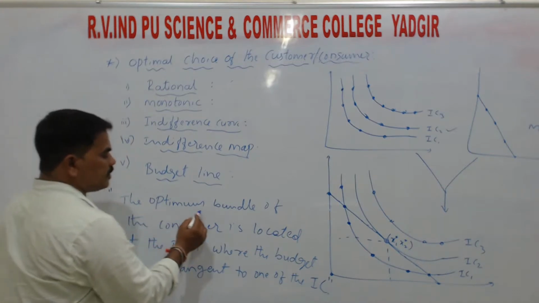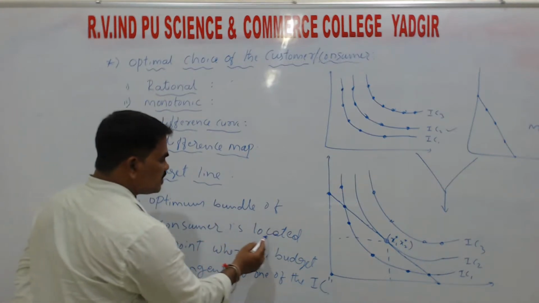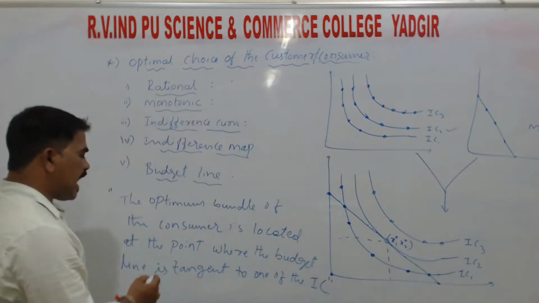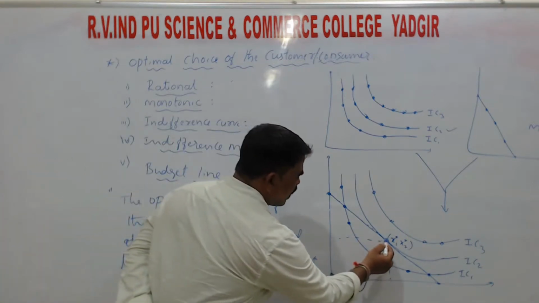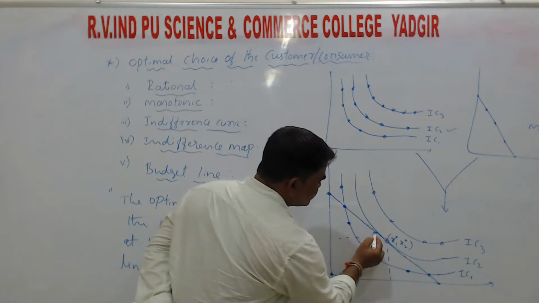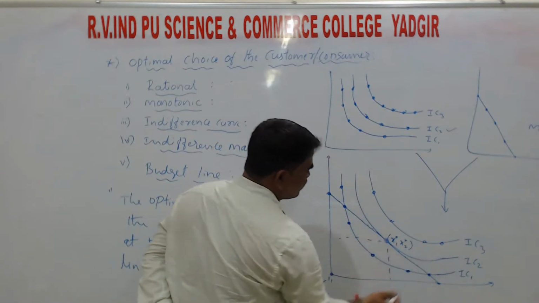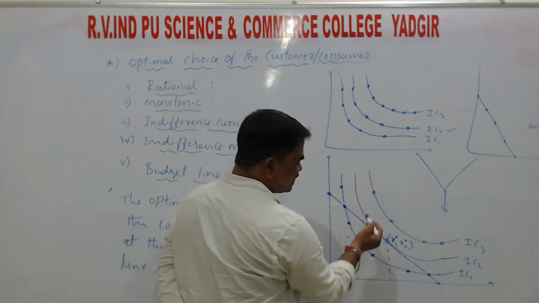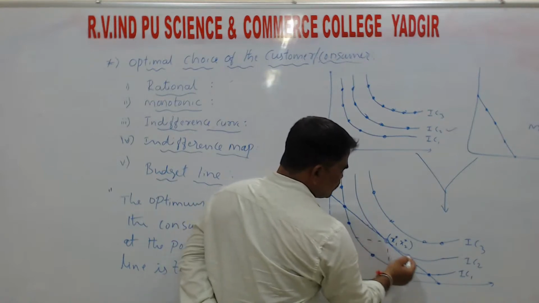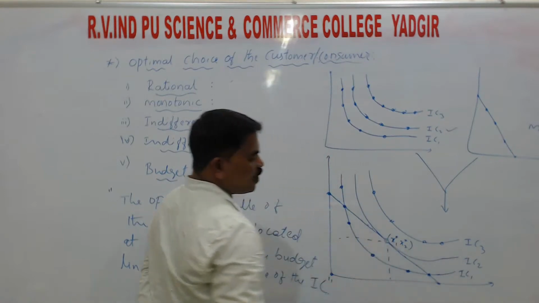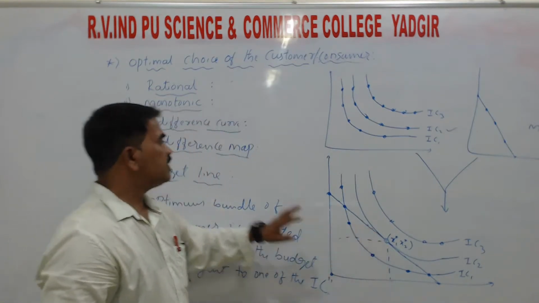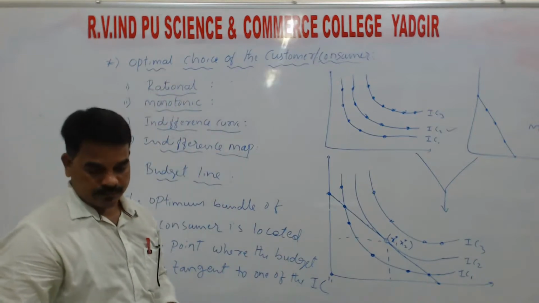Okay, I'll read this. The optimum bundle of the consumer is located at the point where the budget line is tangent to one of the indifference curves. We have 3 indifference curves, an indifference map here, and the point where the budget line is tangent to an indifference curve gives the optimum bundle. So he can go with this bundle. We call it the optimal choice.